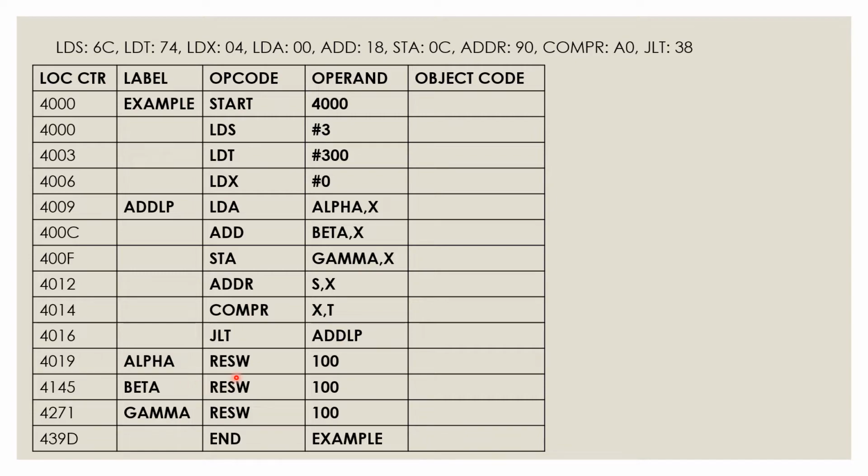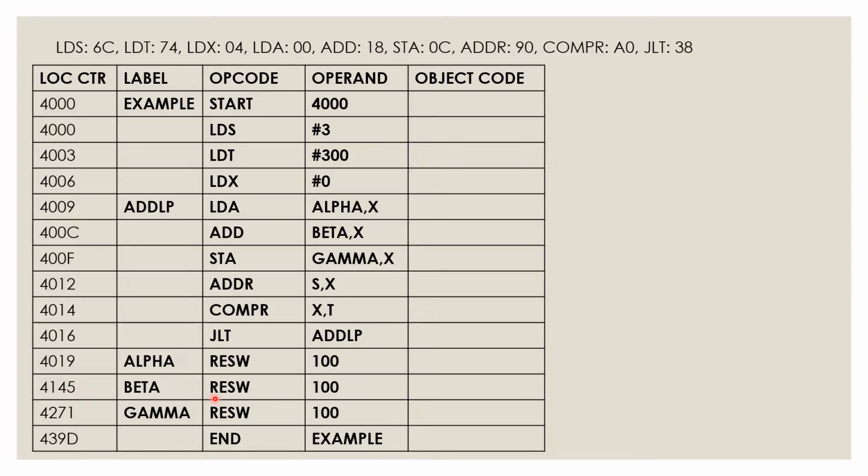RESW is reserve word. Each word is 3 bytes. So 100 into 3 is 300, which is in decimal form, and when we convert into hexadecimal we get 12C. So 4019 plus 12C gives 4145.